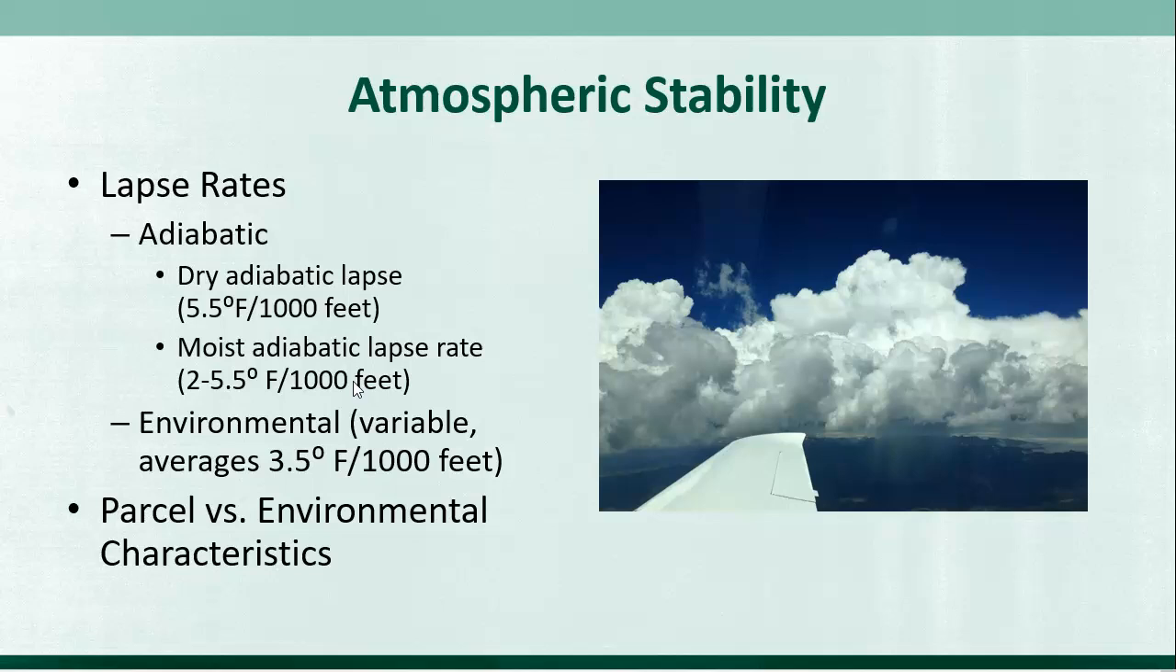If we compare that parcel of air to the environmental lapse rate, we can understand whether we're going to have stable air or unstable air with puffy cumulus clouds like this. That helps us understand, at least a little, why when we fly through a cloudy area, we feel all that bumpiness, because the air within it is unstable and wants to move. So let's talk about instability a little bit.